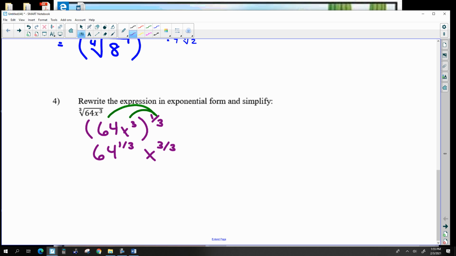So 3/3 is obviously 1. Okay, 64 to the 1/3 is the 3rd root. So 64 is the same thing as saying 2 times 2 times 2 times 2 times 2 times 2, to the 1/3. Or you can see that the third root of 64 is straight up 8. So long story short, this is going to be 8x.